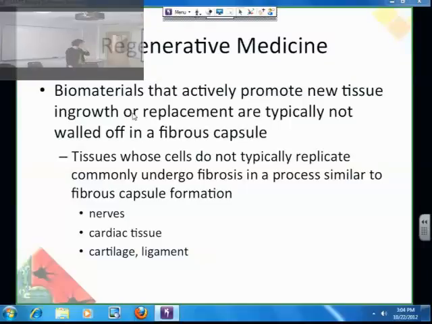And I sort of talked about this. Tissues that do not typically replicate commonly undergo fibrosis in a process similar to fibrous capsule formation. So tissues that are permanent for your life, like cardiac tissue, nerves, and cartilage, that don't typically repair, if you do have an injury, it'll probably result in a fibrous scar as opposed to actually healing the injury. So there might be some clues there about why fibrous capsules form in some instances and not in others. So looking into the biology of those tissues is a unique strategy that might be useful.